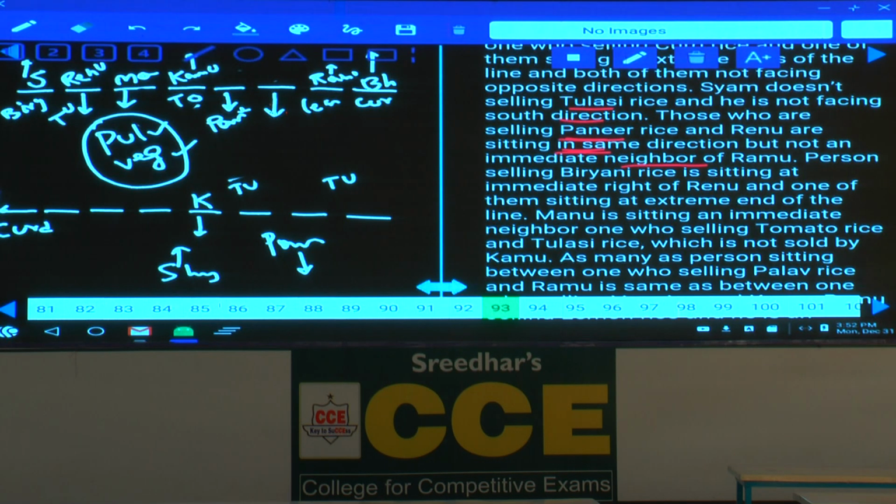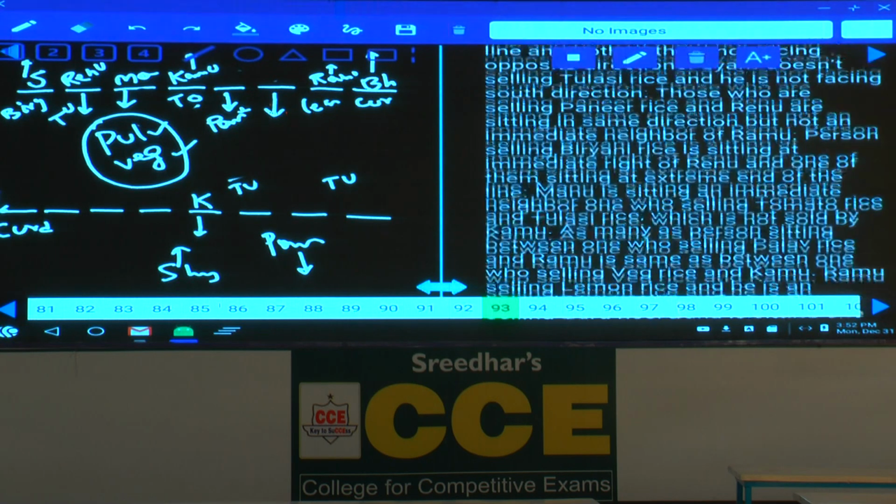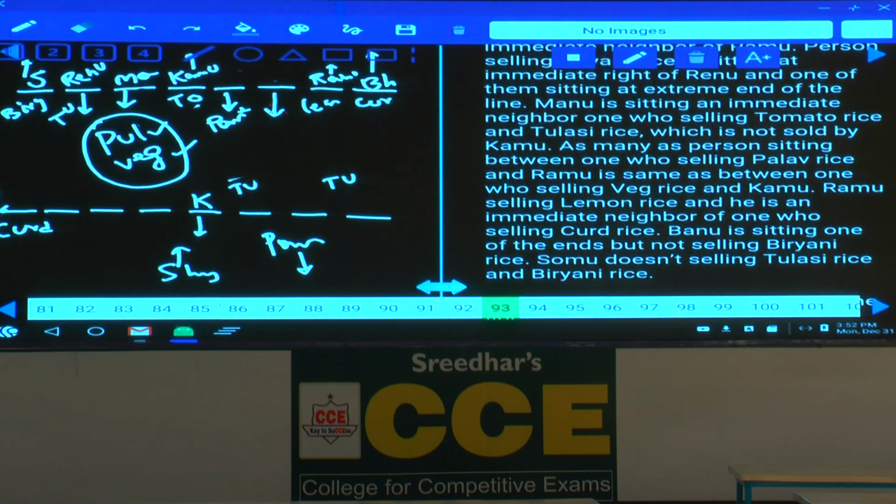The person selling biryani rice is seated at an extreme end, immediate right of Renu, and one of them is seated at the extreme end of the line. Manu is seated as an immediate neighbor of the one who is selling tomato and tulsi rice, which is not sold by Kamu. And as many persons are seated between the one who is selling pulao rice and Ramu as between the one who is selling veg rice and Kamu.